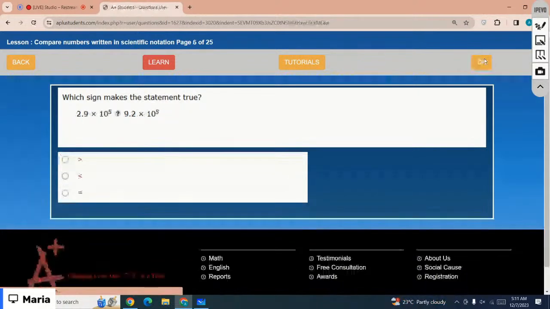Okay, which sign makes the statement true? 2.9 times 10 exponent 5, and you have to compare it to 9.2 times 10 exponent 5. So, which is the correct option? Yes, that is less than, because 2.9 is less than 9.2, right? So, the correct option is 2.9 times 10 exponent 5 is less than 9.2 times 10 exponent 5, right?